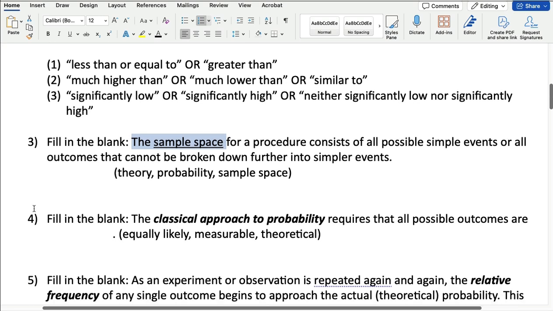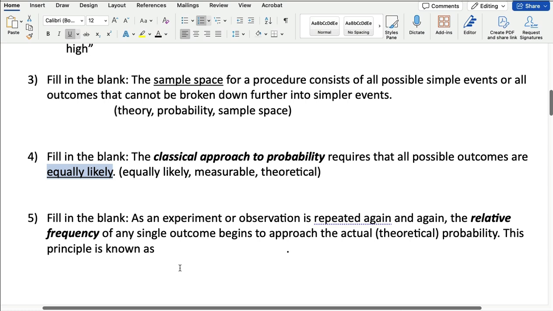Question number 4. Fill in the blank. The classical approach to probability requires that all possible outcomes are what? This is just concerning, what is the classical approach to probability? Do you understand what the definition of that is? The definition of a classical approach to probability assumes that all events, or all outcomes, are equally likely. Okay, equally likely.